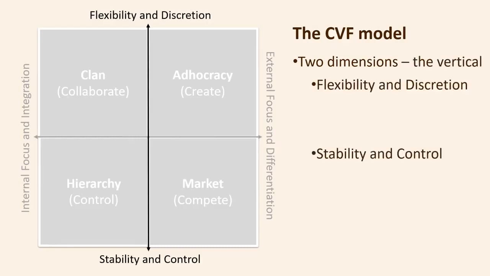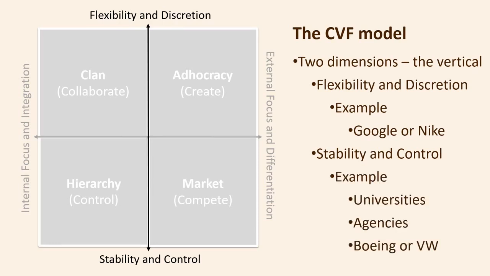The vertical dimension differentiates between organizations at the top that emphasize flexibility, discretion, and dynamism, and organizations at the bottom that emphasize stability, order, and control. Organizations at the top are viewed as effective if they are changing, adaptable, and organic. Neither the product mix nor the organizational form stays in place very long at firms such as Google or Nike, for example.